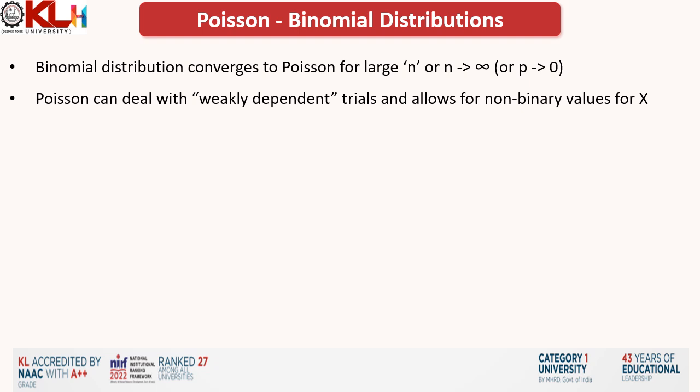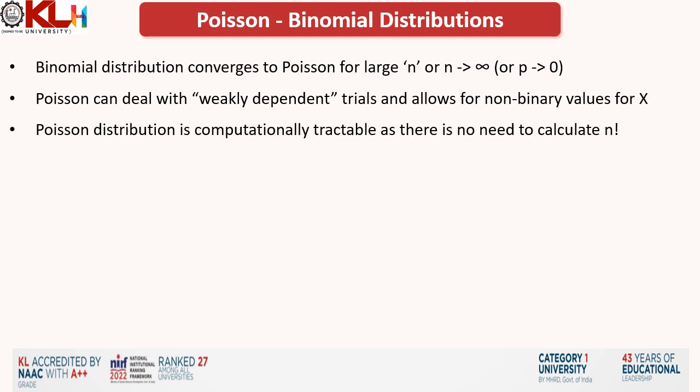Poisson and binomial distribution: we saw that binomial distribution converges to Poisson for large n, which is also equivalent to a small p. And Poisson distribution can deal with weakly dependent trials and allows for non-binary values of x, unlike the binomial distribution. And since in Poisson distribution we don't need to calculate n factorial in n choose k of the binomial distribution, it's more computationally tractable. So those are the two discrete distributions we discussed in this class.